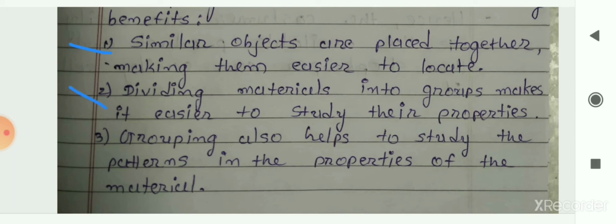Next, dividing materials into groups makes it easier to study their properties. If we are dividing materials on the basis of their properties, then it is easier to study the properties of those objects. Next, grouping also helps to study the pattern in the properties of the materials. By grouping we can find the common pattern which is there in the properties of the materials.